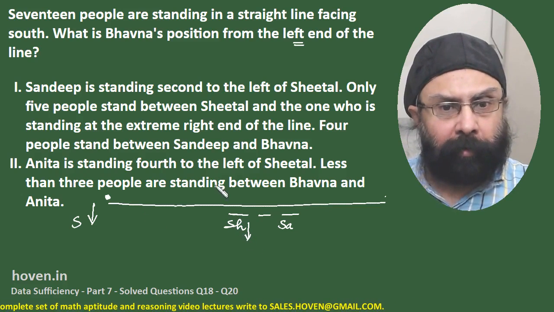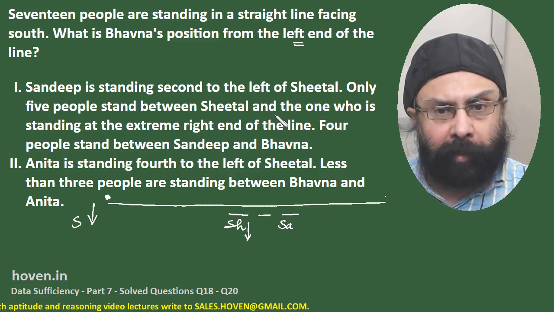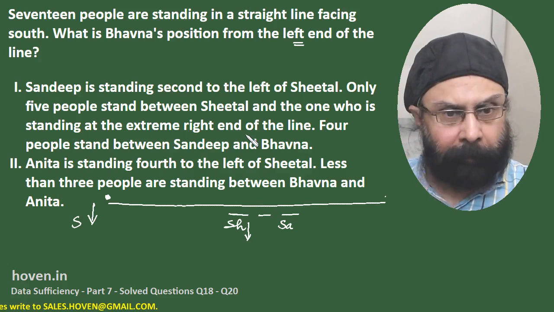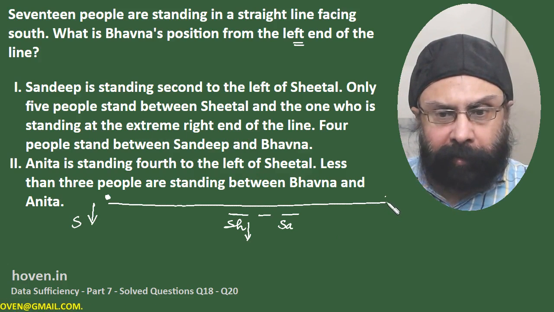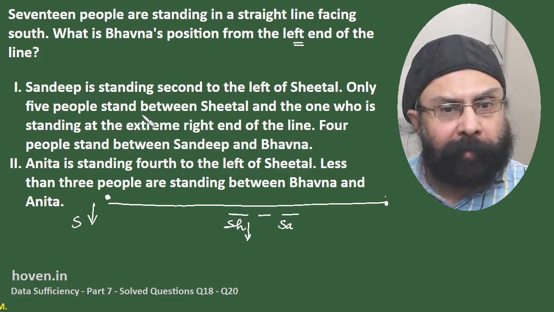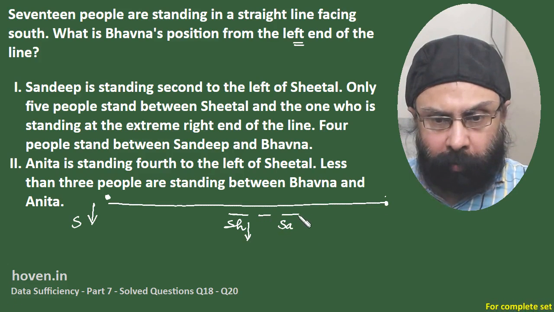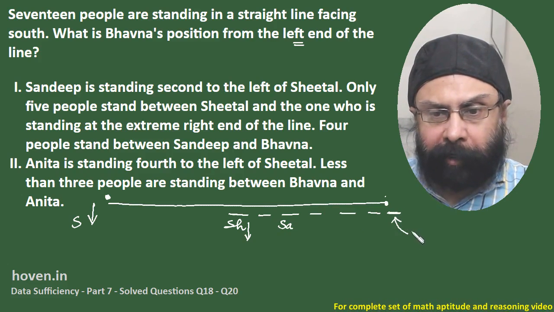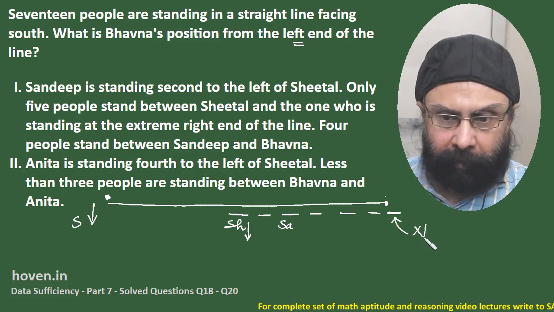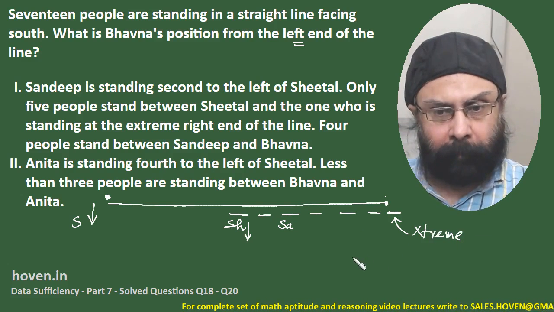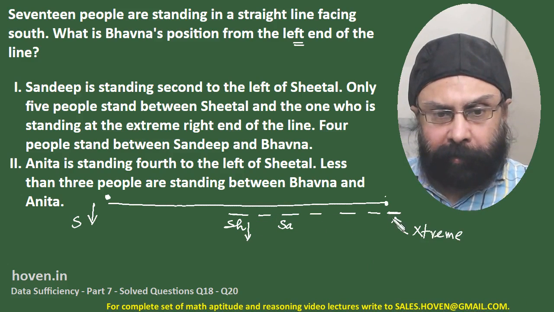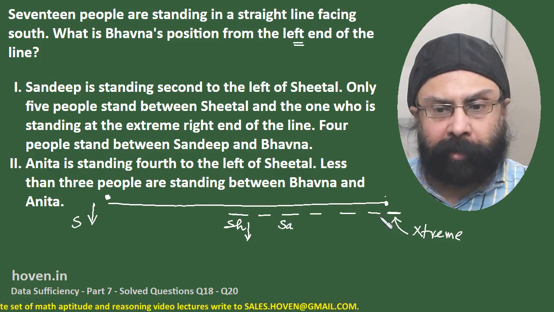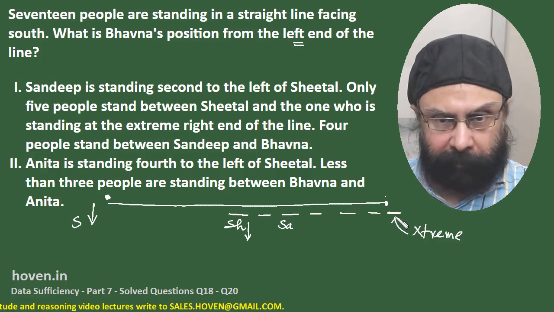Next, let us see what he says. Only five people stand between Sheetal and the one who is standing at the extreme right end of the line. Right end of the line is this one. Only five persons stand. So 1, 2, 3, 4, 5. This means this one is the extreme end person. I'll mark it as X, or just write it as extreme. If we look towards this side, Sheetal is having somebody here, then Sandeep is coming here. Three more persons are there, and then the last person comes at this position.